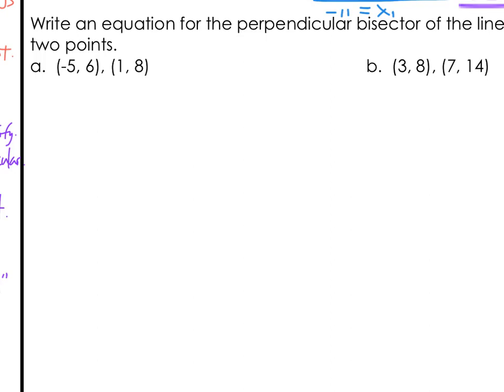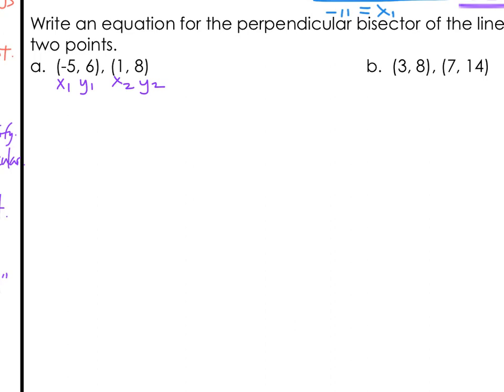Here we're asked to write an equation for the perpendicular bisector of the line containing the 2 points. We'll start with negative 5, 6 and 1, 8. Now, like we did for midpoint and like we did yesterday for distance, the first thing you're going to want to do is identify your coordinates to help us with our steps. The first point we'll identify as x1 and y1 for now, and then our second point, x2 and y2.